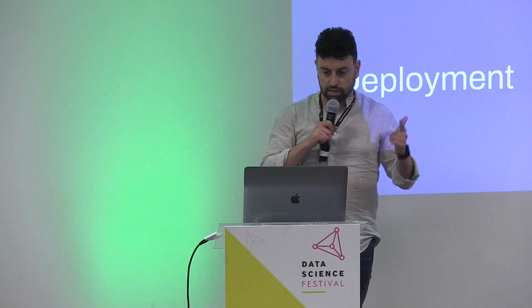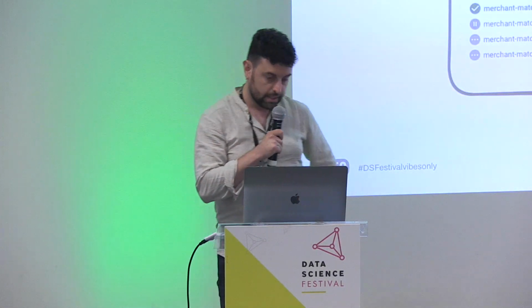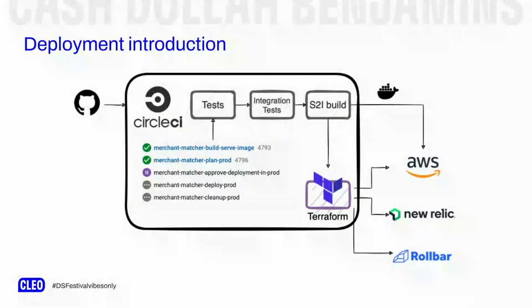Okay, so into the 3 pillars that I mentioned before: deployment, serving, monitoring. Deployment at first. This is the general architectural diagram of the deployment solution that we have right now. As you can see, all our code is inside GitHub.